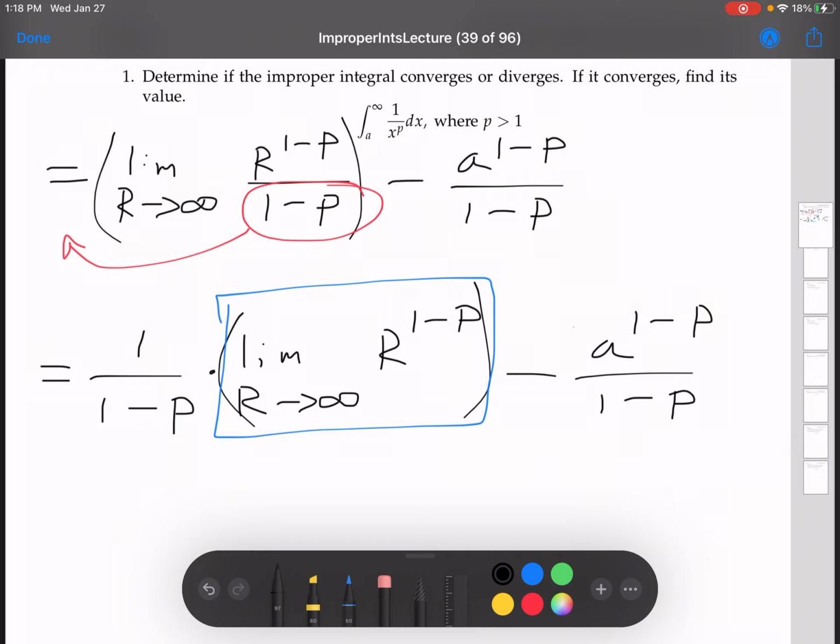Now look at the stipulation that we have here. We're saying we're looking at this integral where p is bigger than 1.